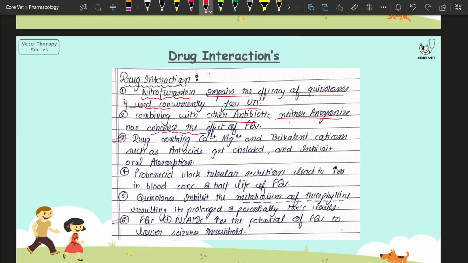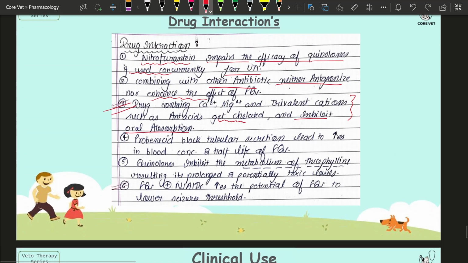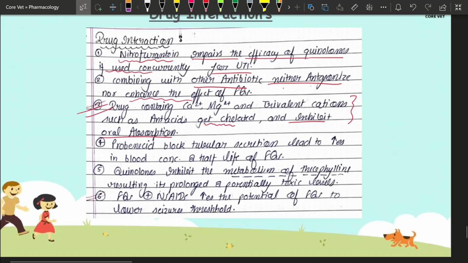Okay, if we talk about this particular point that we had already discussed, that the calcium, magnesium and trivalent cations, as well as the antacids, similar to the tetracyclines, will lead to what? They will lead to the chelation of the fluoroquinolones. Obviously it will inhibit the oral absorption. That's why they are not given with food, right? Or even with milk supplements, because they are rich in calcium and magnesium ions, right?